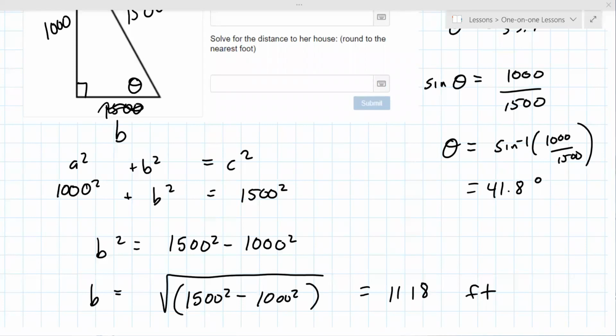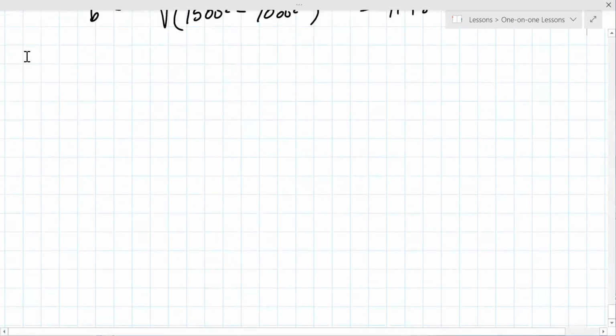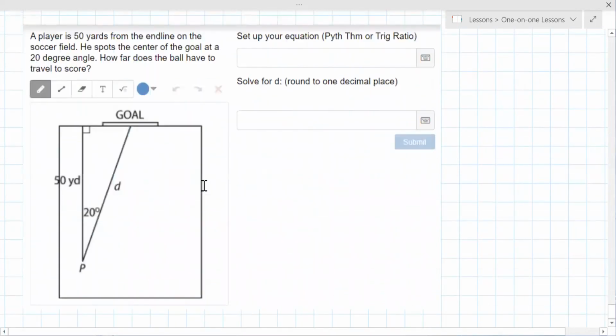A player is 50 yards. So we're doing that problem there. Let me grab this. Player is 50 yards from the end line. Okay, so they fill in the triangle. He spots the center of the goal at a 20-degree angle. How far does the ball have to travel to score?